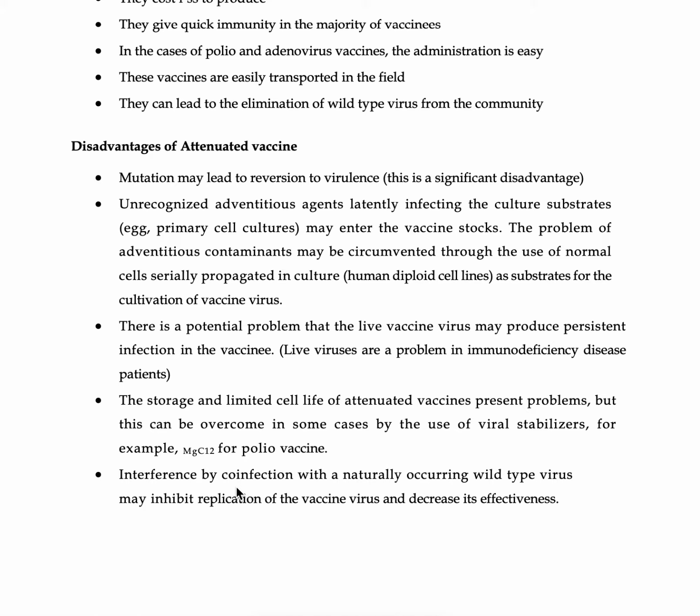So what will happen in that case? Inside the host body, there are both the attenuated vaccine and the wild type virus. So they may compete with each other for replication, and if they compete, the wild type may win, and in that case the effectiveness of the attenuated virus will be decreased. So these were the disadvantages of attenuated vaccine.